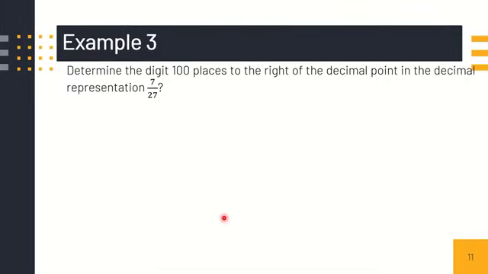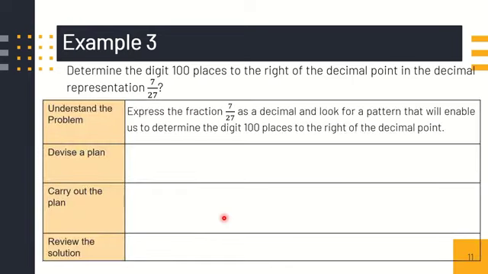Next, determine the digit 100 places to the right of the decimal point in the decimal representation of 7 divided by 27. So, alamin natin yung pang 100 digit. If we're gonna divide 7 by 27, first, express the fraction 7 over 27 as a decimal and look for a pattern that will enable us to determine the digit 100 places to the right of the decimal point.